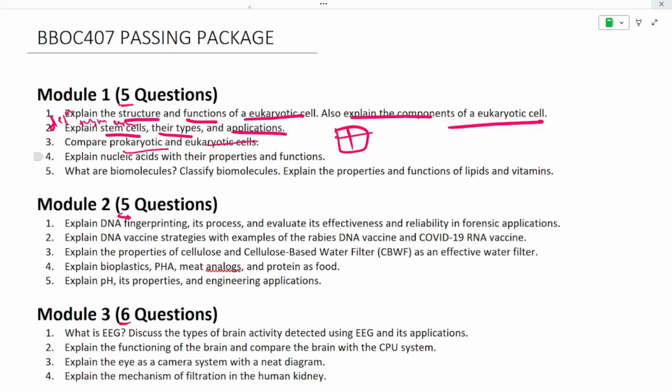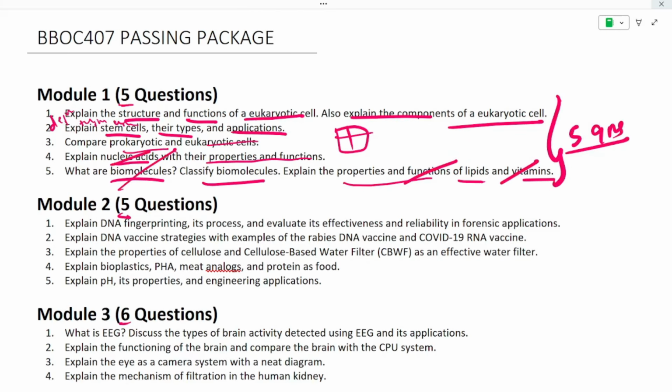Okay. Next is nucleic acids with their properties and functions. And next is what is a biomolecule, and classify the biomolecules, that is, what are the types of biomolecules you have. And next are the properties and functions of lipids and vitamins that they have given. Okay, nucleic acids already given, then biomolecules, and lipids and vitamins. If you study these 5 questions, it is more than sufficient to score at least 18 plus marks if you study all these questions.